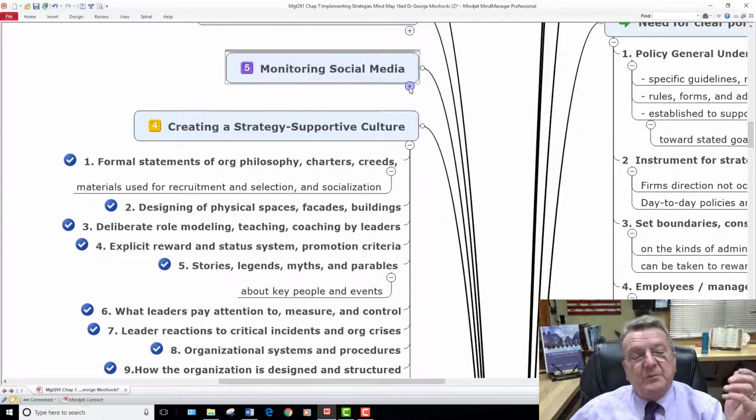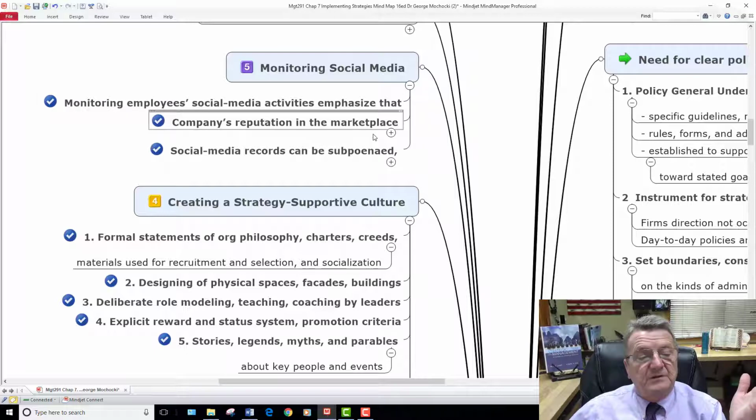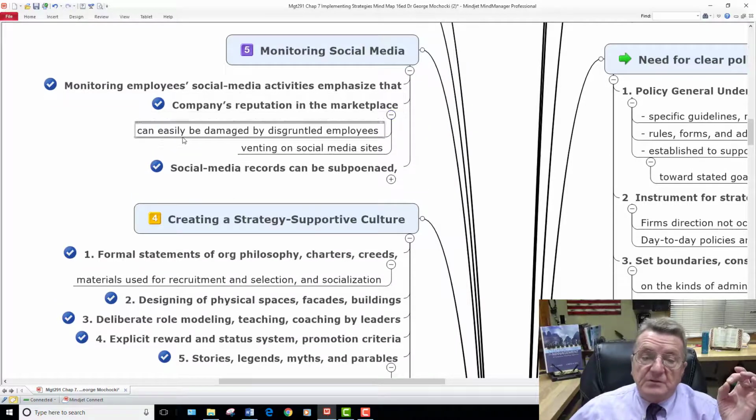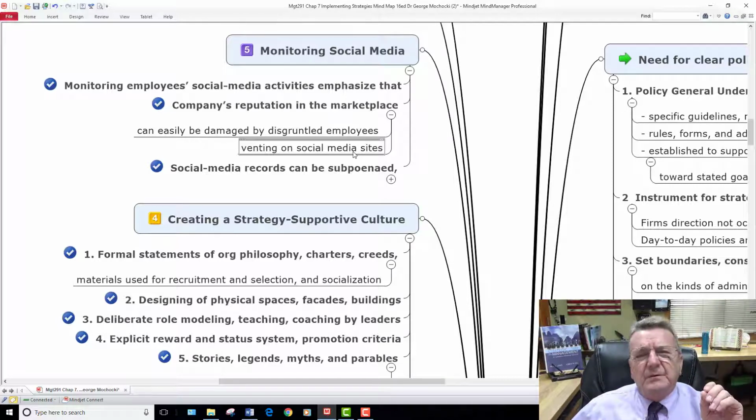Now, the other one here is monitoring social media. Monitor employees' social activities. The company's reputation in the marketplace can easily be damaged by disgruntled employees venting on social media. Walmart had that, where they said we're not getting paid enough, and some people were upset, and a lot of people were going, "Oh, we don't want to go to Walmart. They're not taking care of their members." They were doing pretty good if you really look overall.